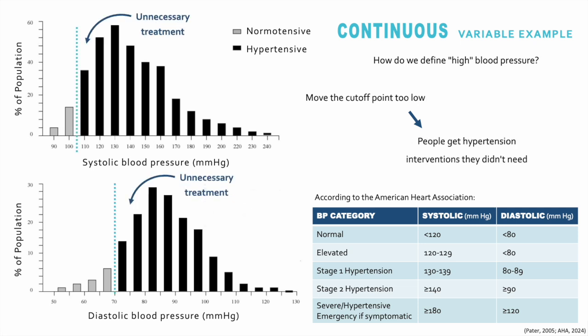But if we put the cutoff point too low, for example, if we said 100 over 70 millimeters mercury is the cutoff between normal and high, then we might erroneously give blood pressure medication and counseling treatment that wasn't necessary to people who actually had a healthy blood pressure.